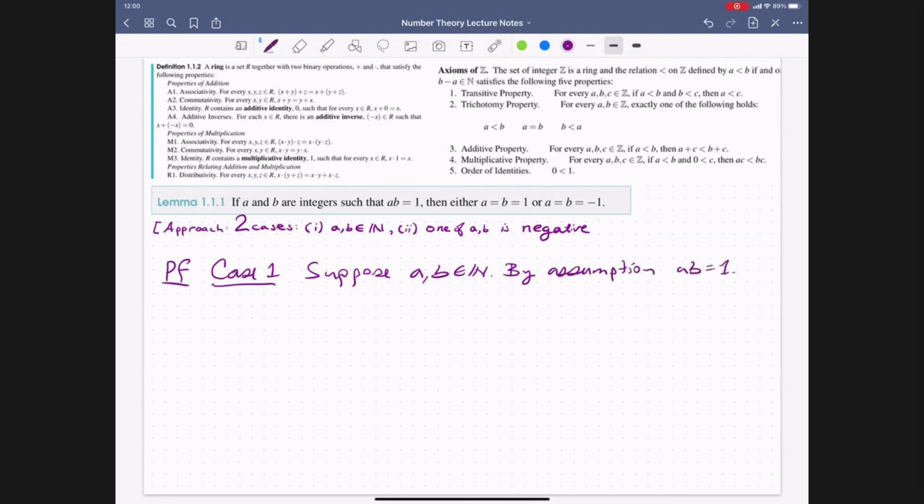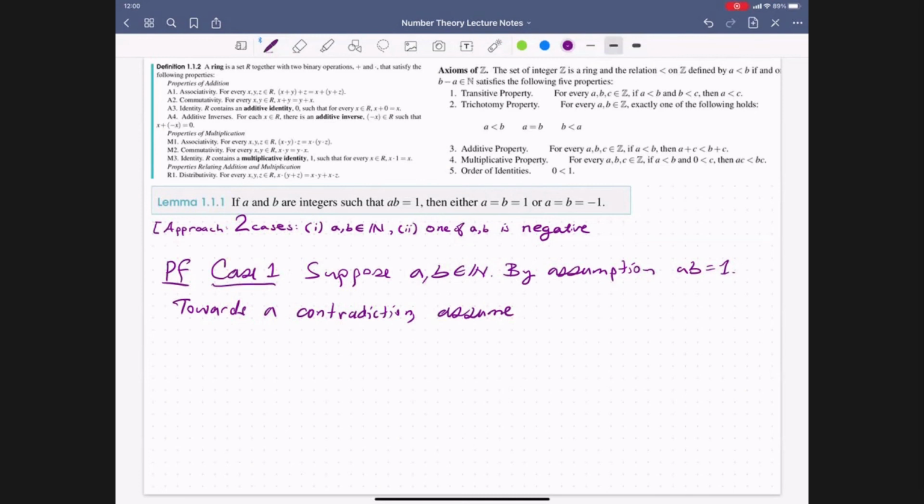Now what I'm going to do is approach this via contradiction. So towards a contradiction, let's assume that, so we're going to be negating this statement here. Then either A equals B equals 1 or A equals B equals negative 1. But now the key thing is we're assuming that A and B are naturals, so A equals B equals negative 1 cannot happen. So if this is true, it must be A equals B equals 1.